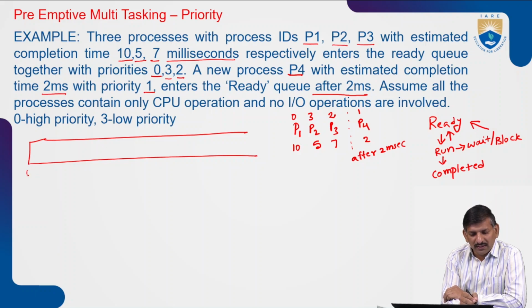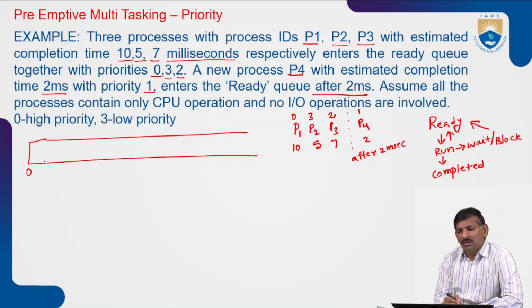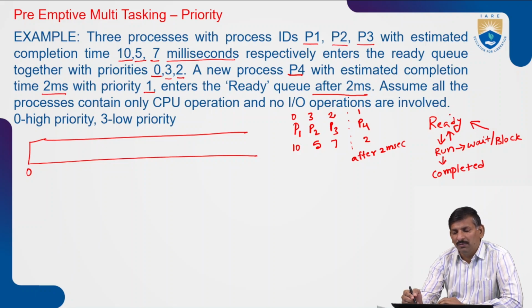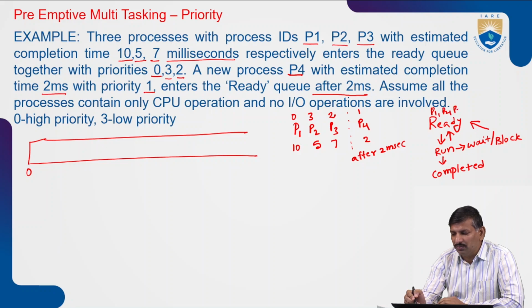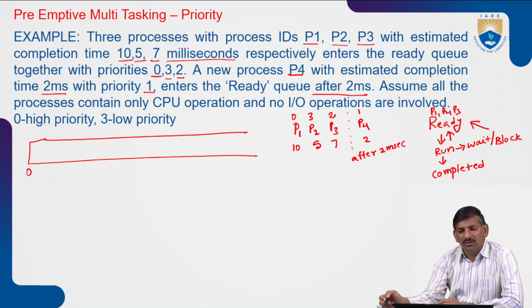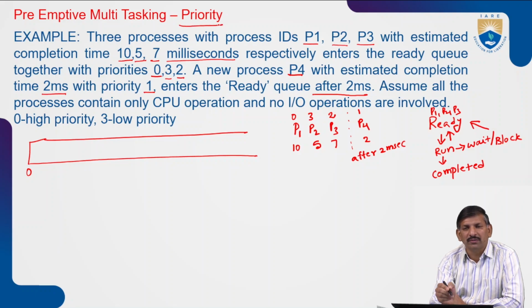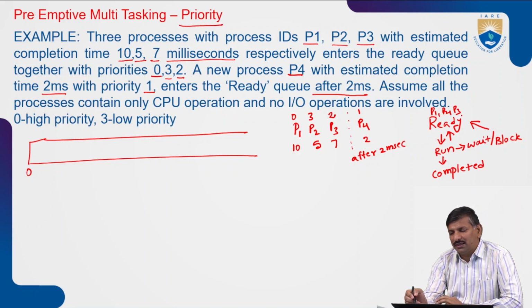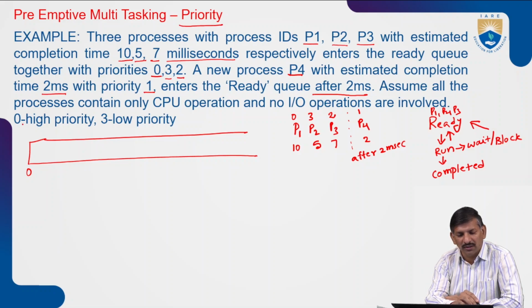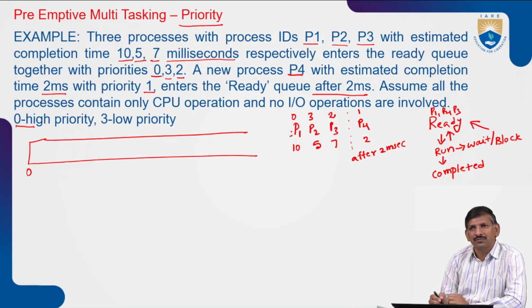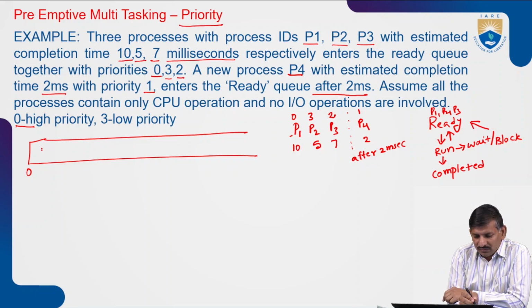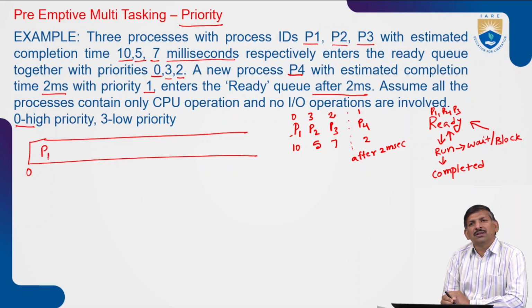First, at the time of 0, what are the processes available in the ready state? P1, P2, P3. As per the scheduling algorithm, which is priority based, among these three, which process has the highest priority? Since 0 is the highest priority here, we schedule P1 first. P1 is scheduled first.